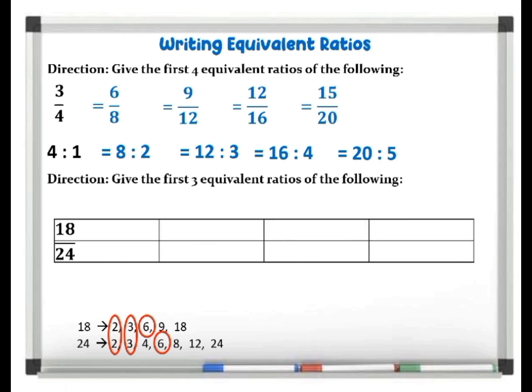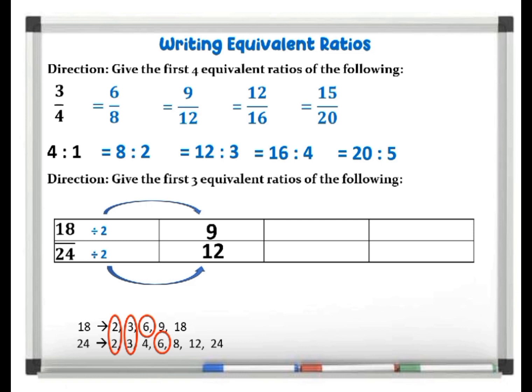Gumawa tayo ng table. Okay, like this. Okay? Una, i-divide muna natin ang 18 at saka 24 sa kanilang common factor na 2. Okay. So, 18 divided by 2, the answer is 9. Sunod, 24 divided by 2, the answer is 12. Okay. So, 18/24 ay equal sa 9/12.